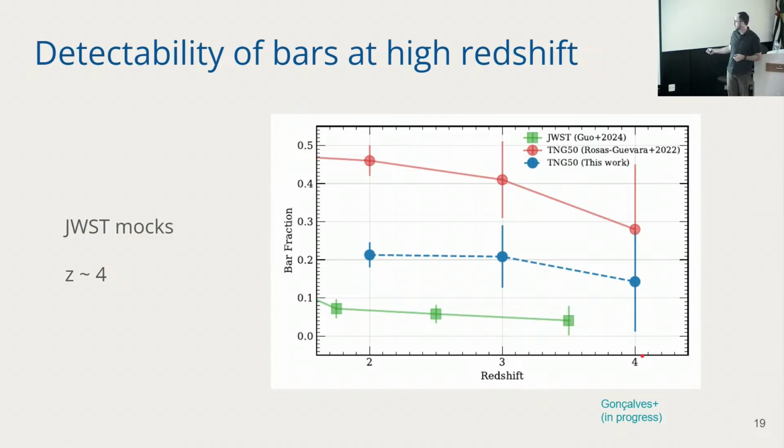So for JWST up to redshift 4, which is quite a lot, the theoretical bar fraction from TNG50 would be the red line, the observations from JWST would be the green line, and the TNG50 measured not from the mass, but from the proper JWST filters would be the blue line. But this is a preliminary result, apparently going in the proper direction.